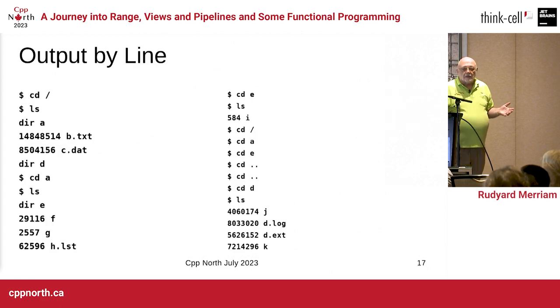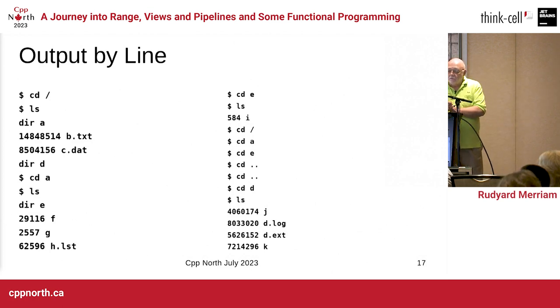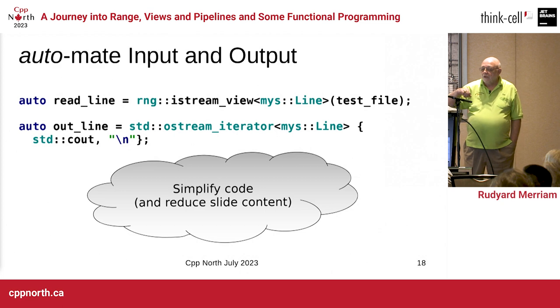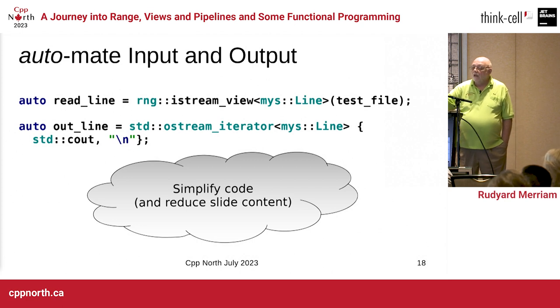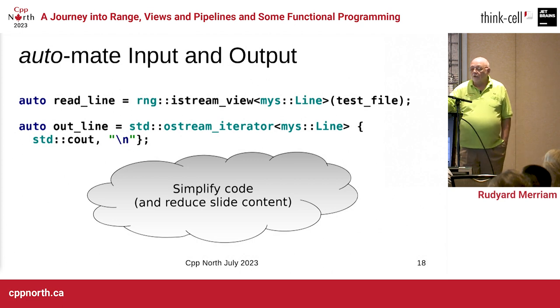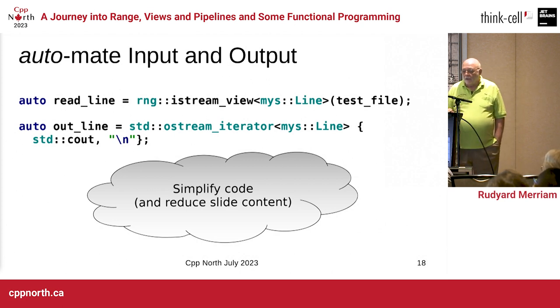All of these would generate this output, spread over two columns, just a listing of the information from the command line operations. Now, a bit of housekeeping again, what I call automate input and output. I'm going to use auto to create read line, which is just the iStream view, using my line class and the test file. And we'll create an output line, outline, which does the OStream iterator output. Again, a line using my line class to standard output and put a new line in there. So that simplifies things, keeps noise out of the slides.